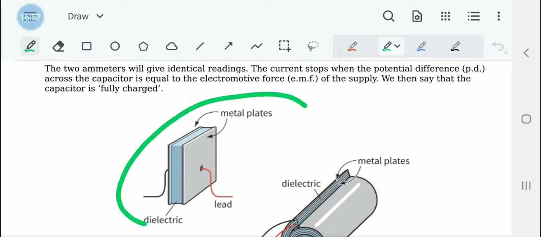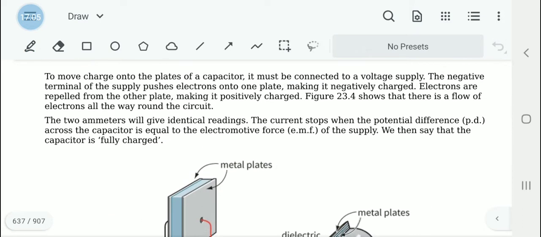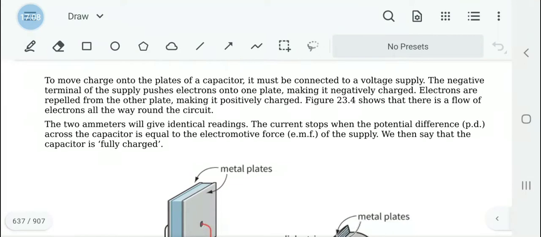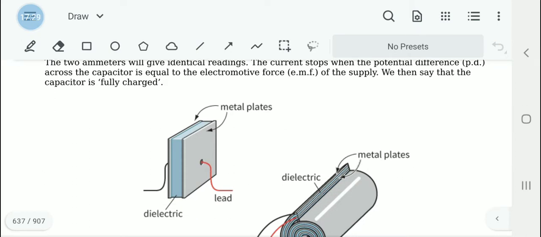Pause the video and please draw this. Only that. After drawing, please write down. A capacitor is made up of two metal plates connected to two different leads, separated by an insulating material known as dielectric.